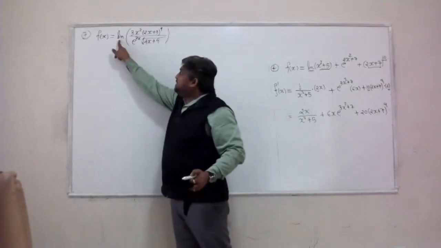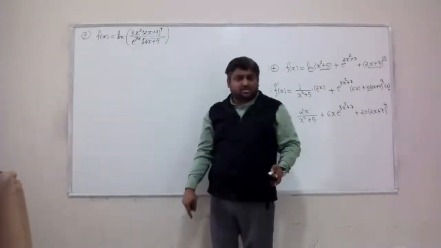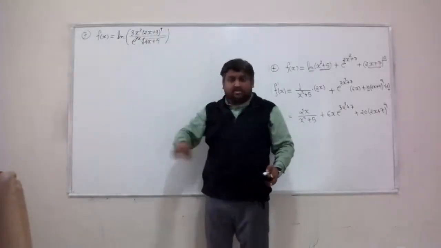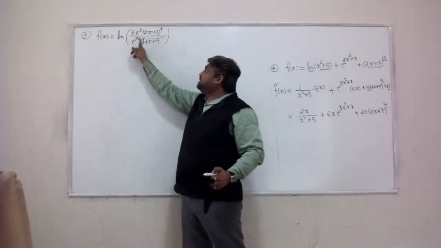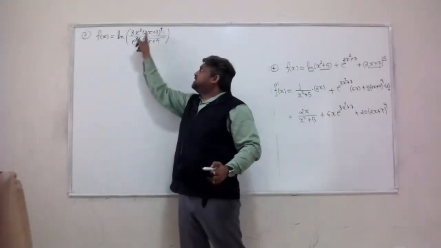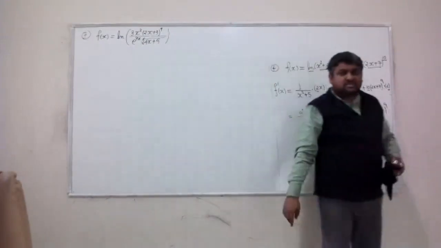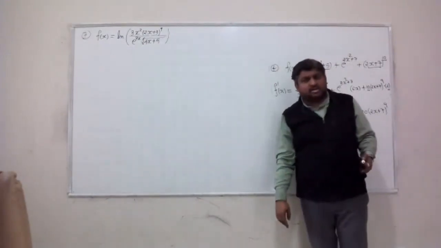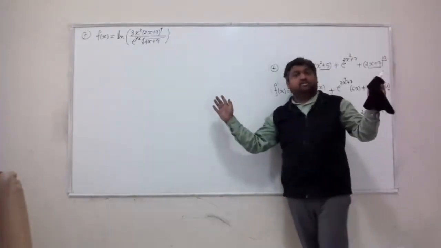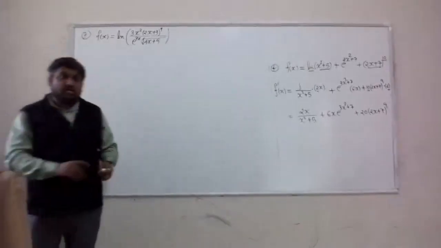You will differentiate the outer layer: 1 over that ugly expression times the derivative of that ratio. Now think about it, the derivative of this ratio requires you to use the product rule 2 times, the quotient rule once, and the chain rule 10 to 12 times. This is a lot of work, right? And even after spending that much time, we will not be sure that our answer is correct or not.